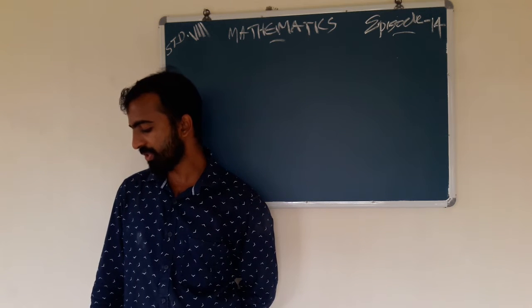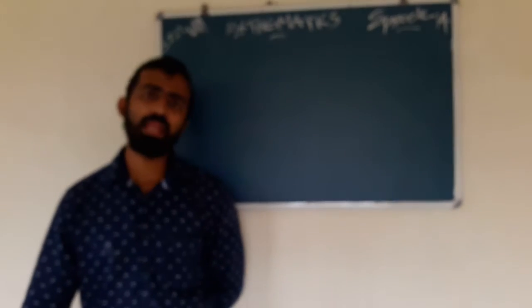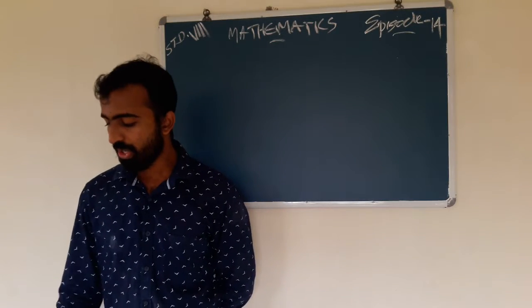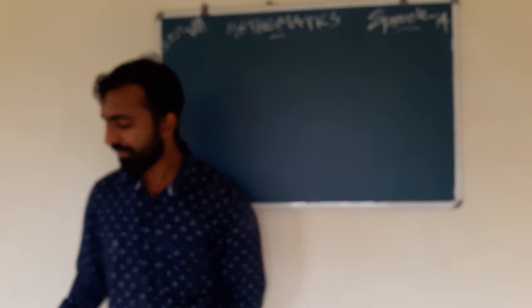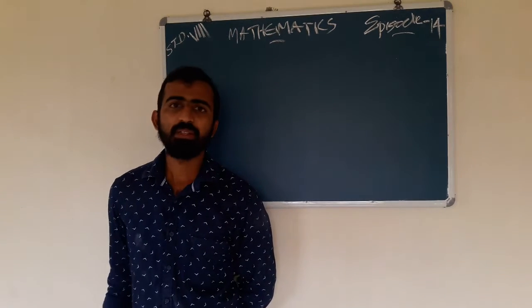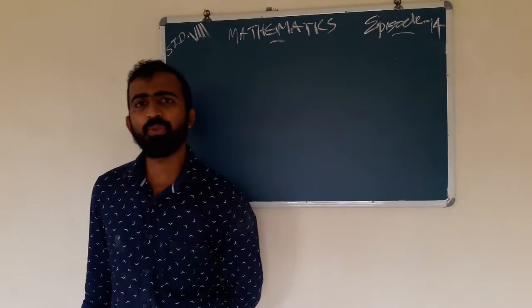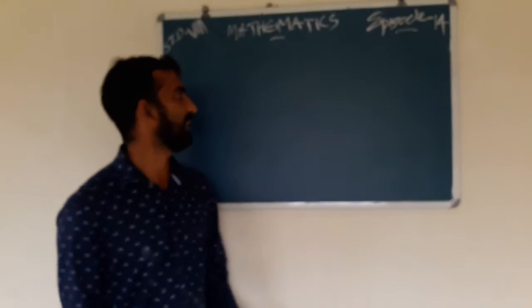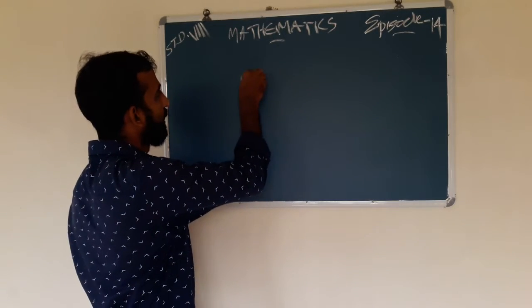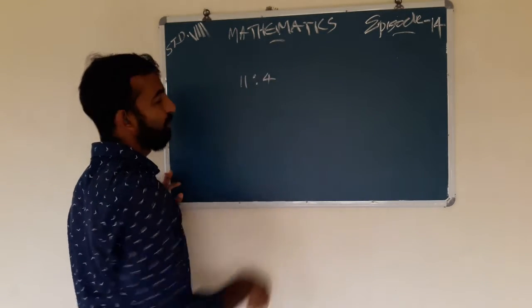What are the dimensions of the plot? We want to find the dimensions of the plot. So what is the ratio of length and breadth? That is 11 is to 4.